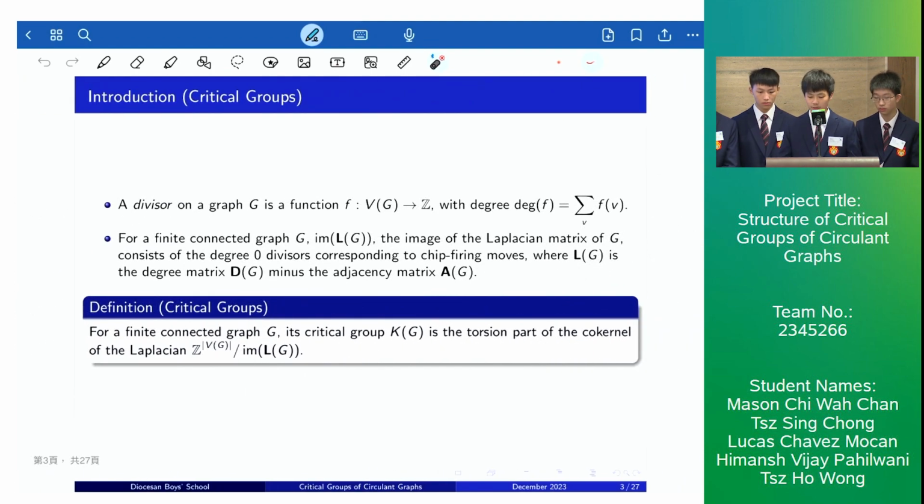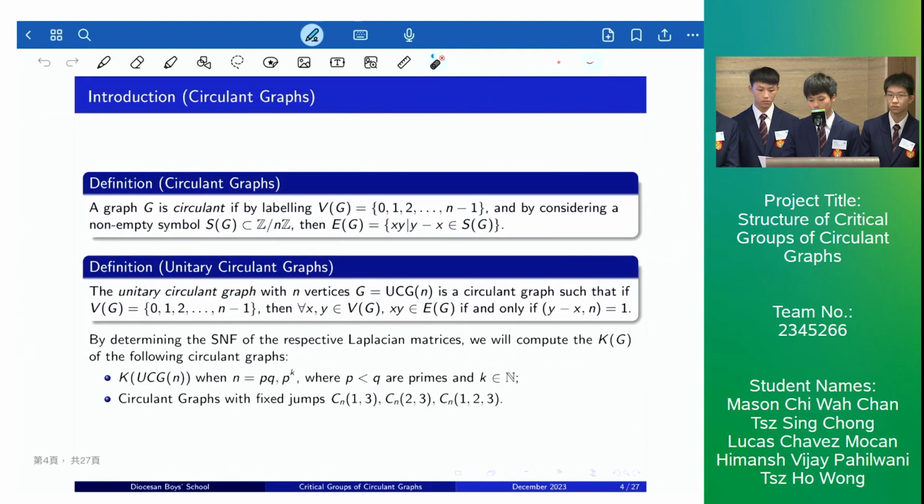Formally speaking, we define a divisor on a graph G to be a function f, where V(G) is mapped to the integers, with the degree being the sum of all f(v). For a finite graph G, the image of the Laplacian matrix consists of degree 0 divisors under the chip firing setting. And for any graph G, its critical group, K(G), is the torsion part of the co-kernel of the Laplacian, where the Laplacian is the degree matrix minus the adjacency matrix of the graph.